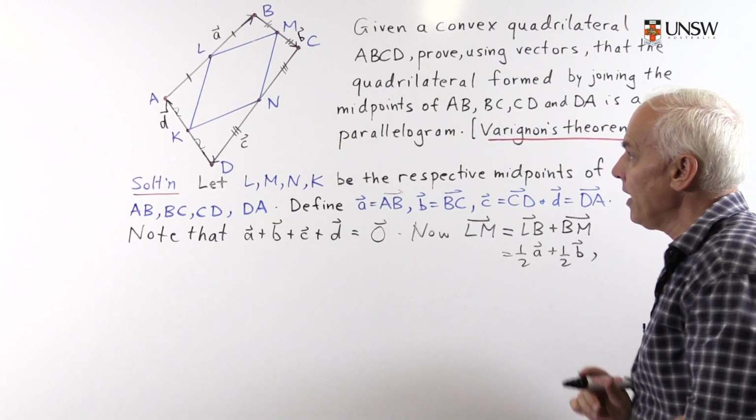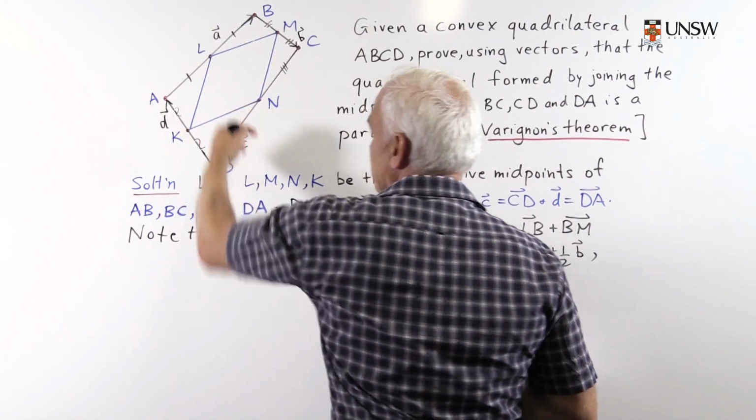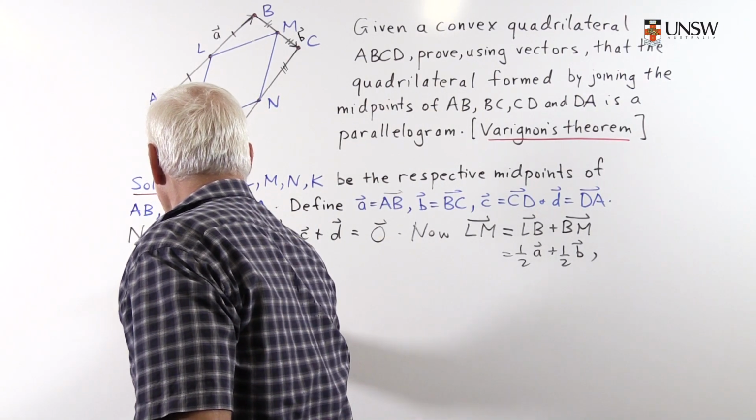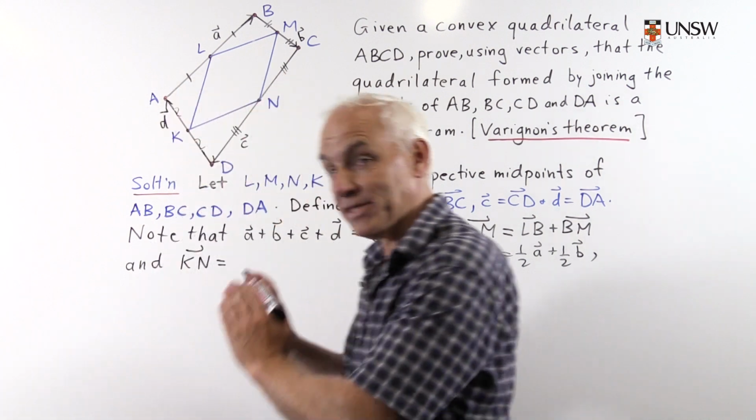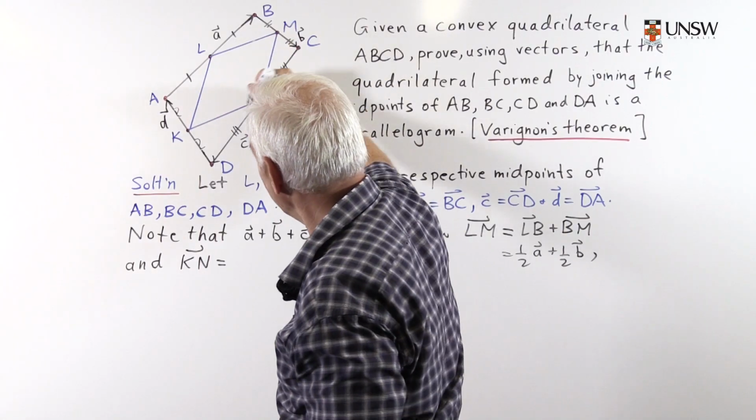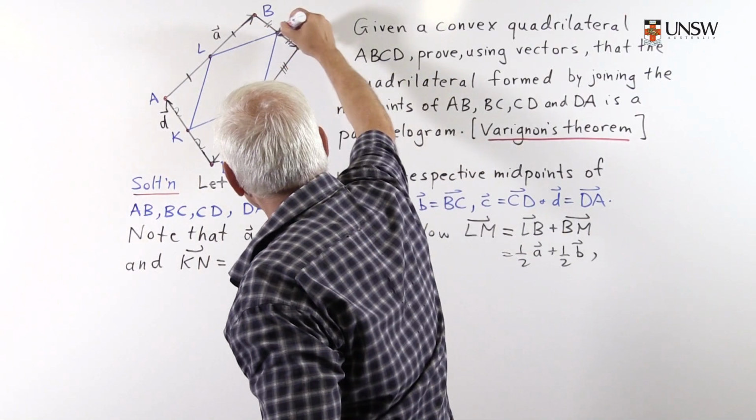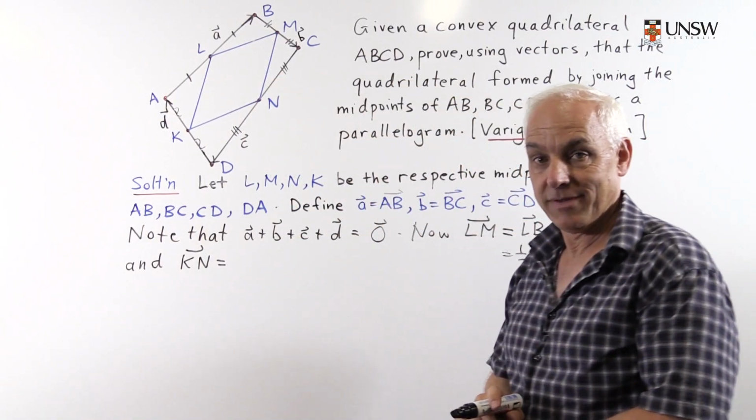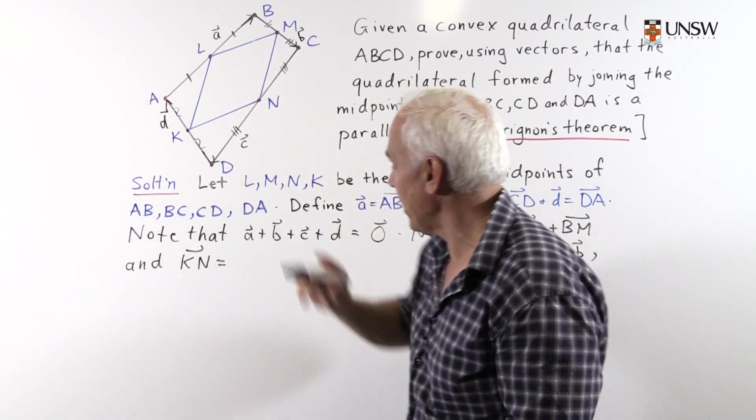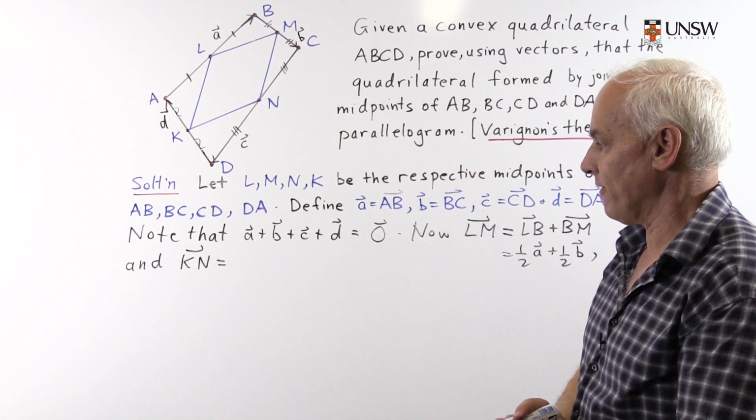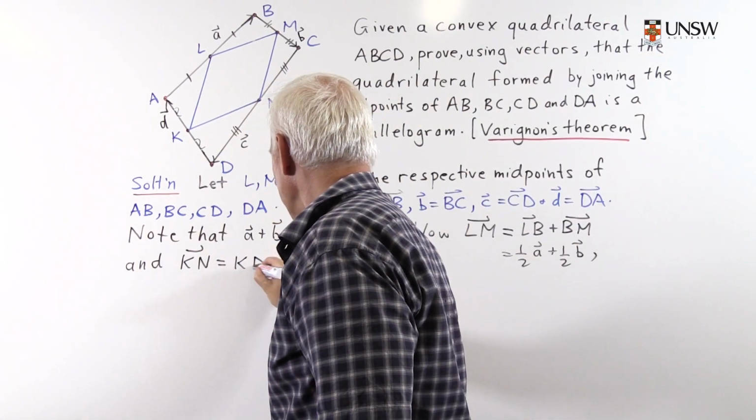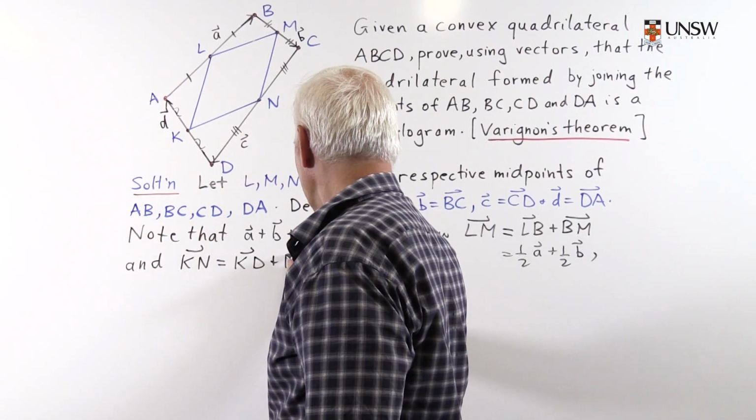And let's look at the corresponding side KN. Because we're trying to show that this is a parallelogram, which means that we're trying to show that this side is parallel and equal to this side. In other words, that this as a vector is actually equal to this as a vector. That's the essence of being a parallelogram. So we've got control of LM. Let's get control of KN. All right, how do we go from K to N? Well, we can get from K to N by first going to D, so KD, and then from D to N.